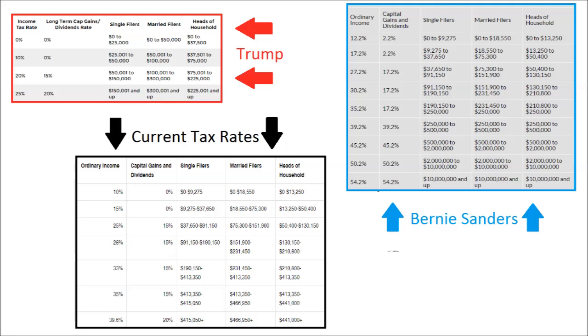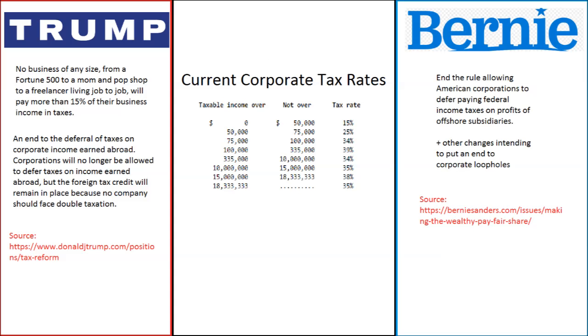And the current tax plan is pretty much somewhere in the middle between the two candidates' plans that we're talking about. Now, feel free to pause that image if you'd like to look at each of those tax plans and the current tax system we have for a longer amount of time. Because now we're going to switch over to look at each candidate's plan for taxing corporations.